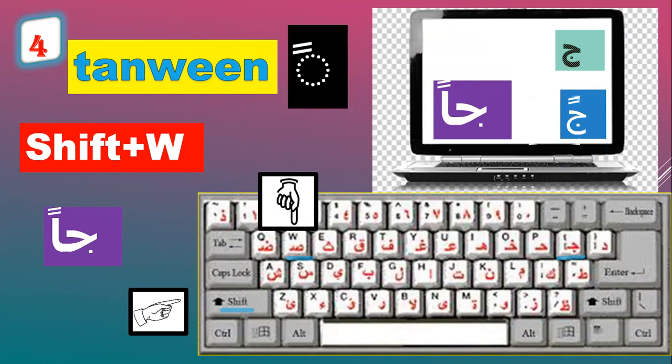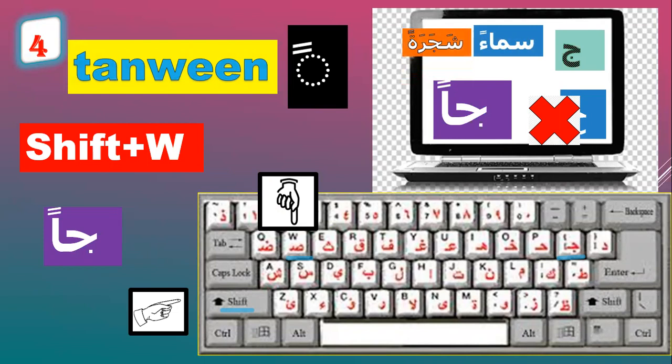Without the alif, like this? No, that's wrong. Any letter that has tanween with fatha is followed by alif. On this alif, we write double fatha, except for letter hamza and letter ta marbuta. Example, sama'an, shajaratan.